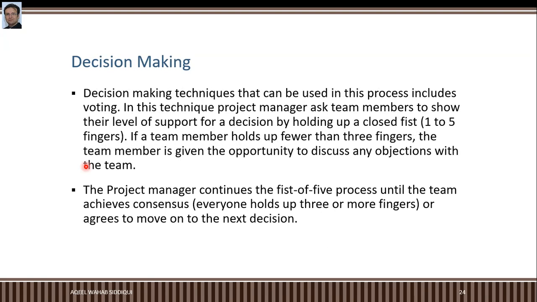Decision making techniques that can be used in this process include voting. In this technique, project manager asks team members to show their level of support for a decision by holding up a closed fist, or 1 to 5 fingers. If a team member holds up fewer than 3 fingers, the team member is given the opportunity to discuss any objections with the team. The project manager continues the fist of five process until the team achieves consensus. Everyone holds up 3 or more fingers or agrees to move on to the next decision.